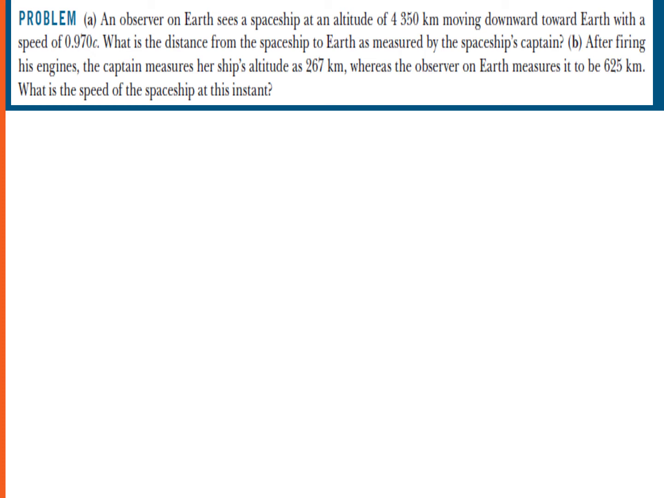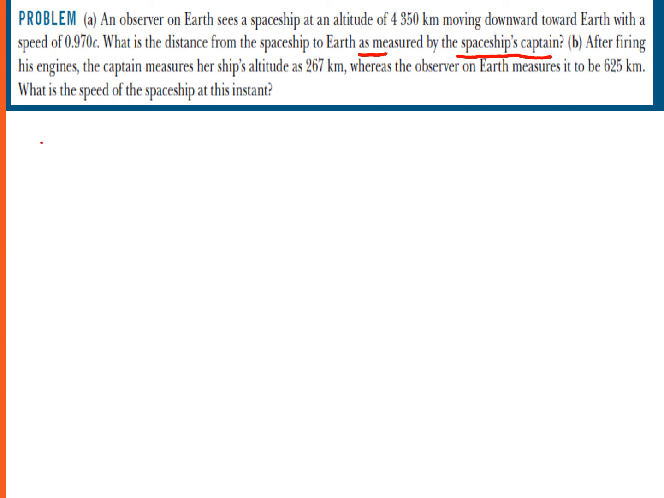An observer on Earth sees a spaceship at an altitude of 4,350 kilometers moving downward toward the Earth with a speed of 0.970 c. What is the distance from the spaceship to Earth as measured by the spaceship's captain? Now, to the captain, the Earth is rushing towards her ship at 0.970 c, and hence the distance between ship and Earth is contracted.